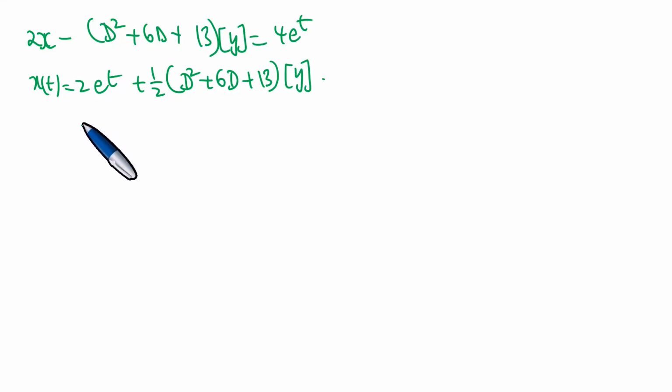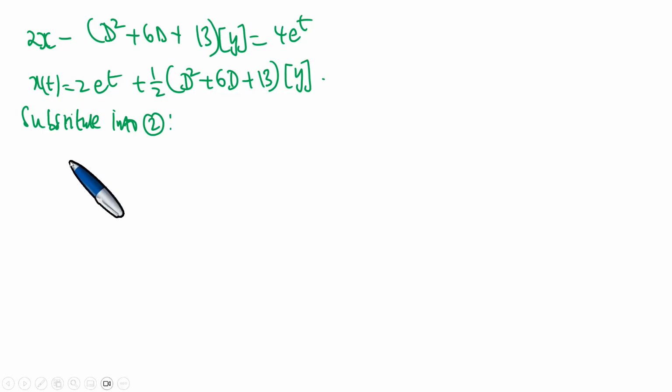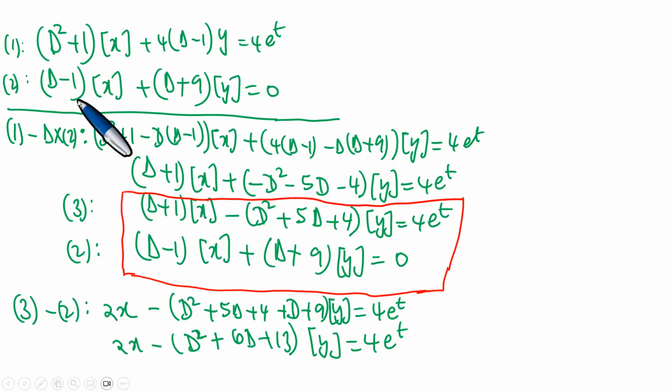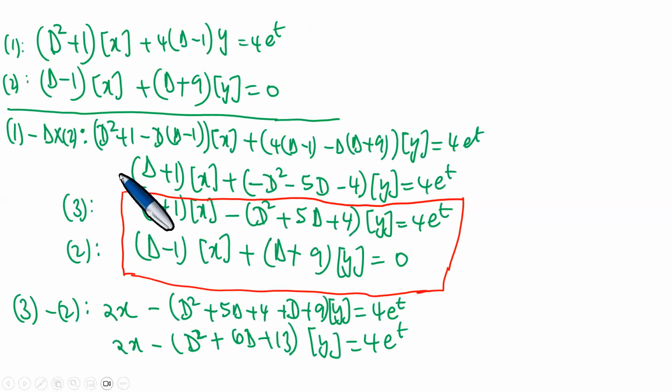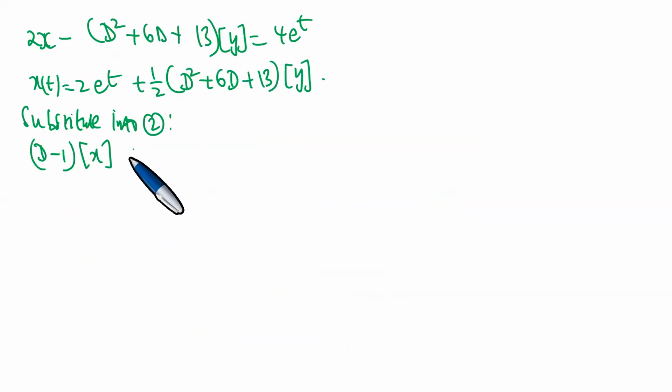So now, substitute into equation 2. What is equation 2? It's this one, given: d minus 1 into x, plus d plus 9 into y.